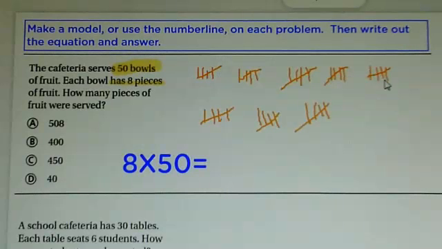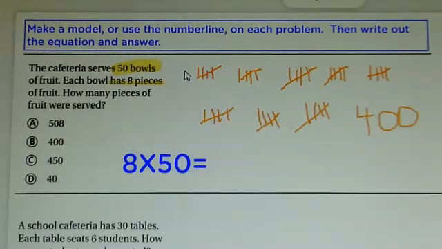210, 220, 230, and so on up to 390, 400. I got 400 whenever I drew my model. Okay? That's one way to do it.